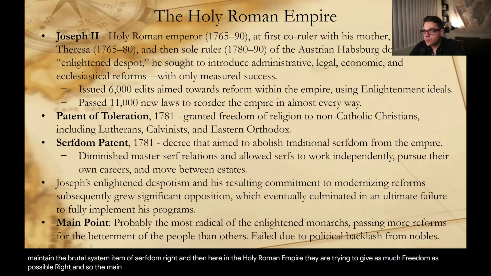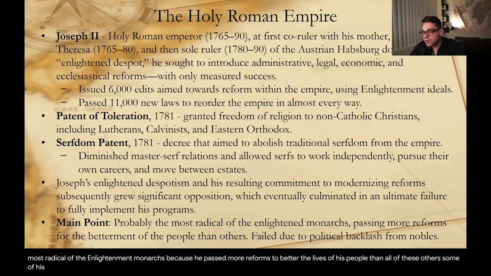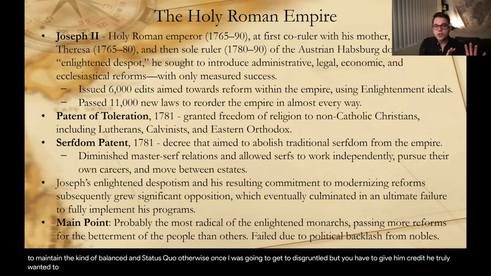And so the main point for the Holy Roman Empire under Joseph II was that he was probably one of the most radical, if not the most radical, of the Enlightenment monarchs, because he passed more reforms to better the lives of his people than all of these others. Some of his reforms ultimately ended up failing because of the political backlash from the nobility that he was getting. Because you always have to maintain this kind of balance and status quo, otherwise one side is going to get too disgruntled. But you have to give him credit. He truly wanted to push into the era of progress.